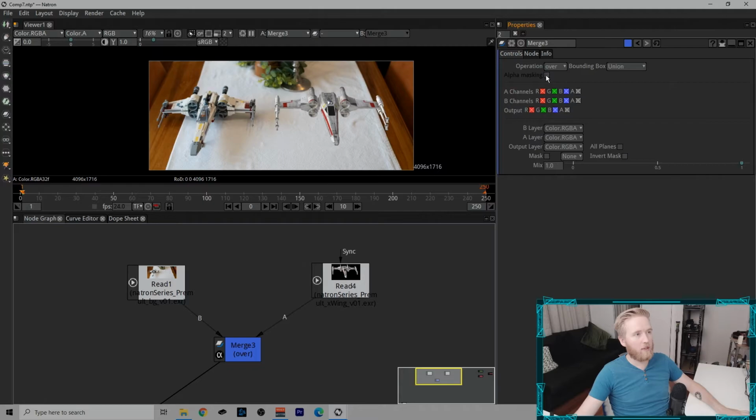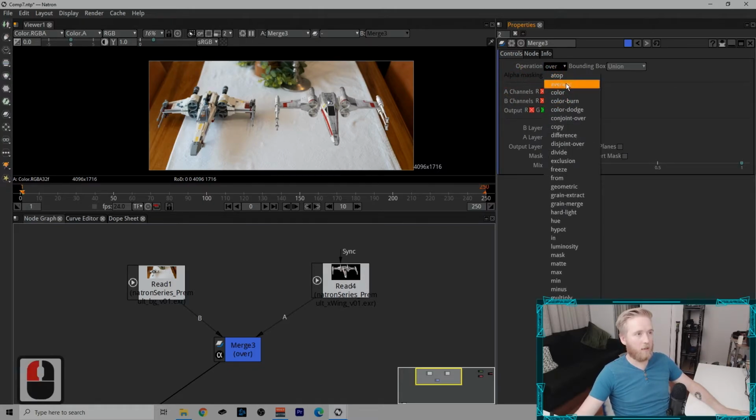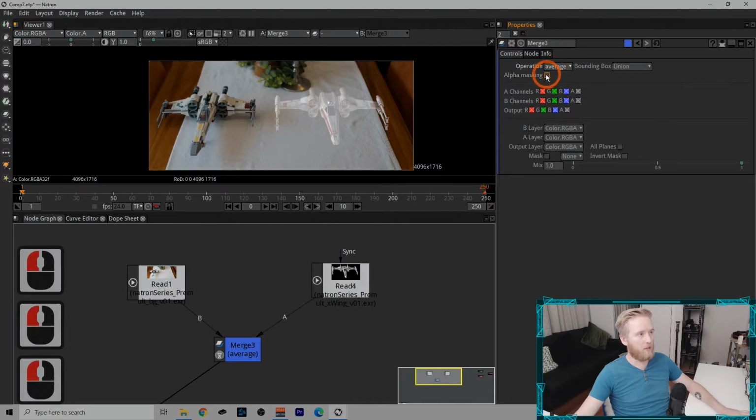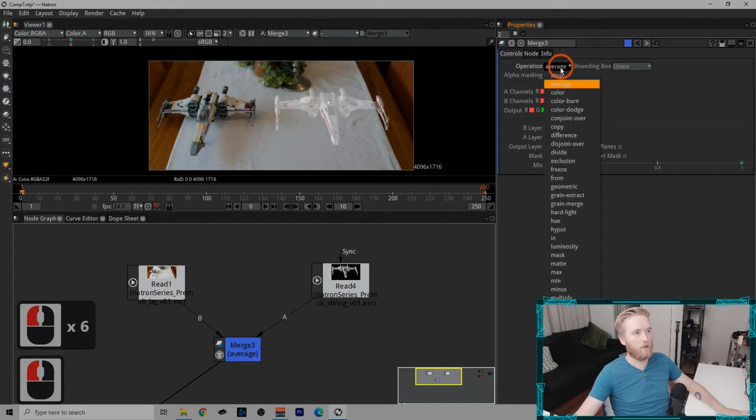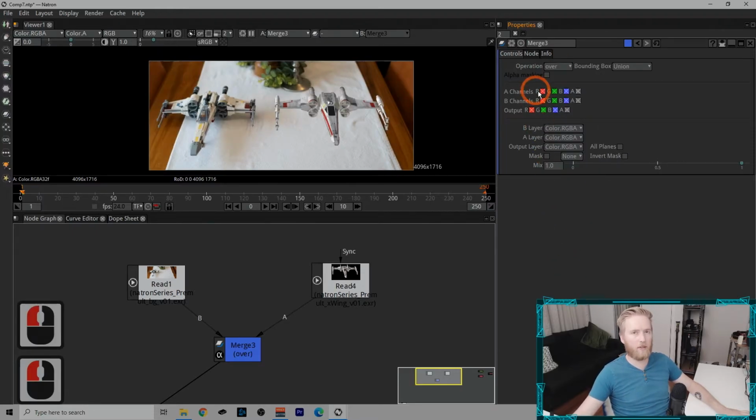This alpha masking thing, I have to confess, I don't actually know what it does, but it is only available with some merge operations, and when I use it, I don't see a difference. So yeah, I've never used it. I don't know what it does. I don't think it's in Nuke. Could be wrong, but anyway, this next section is seldom used. I've only used it a handful of times in my entire career, but it can be useful to be aware of, especially if you open someone else's script and they've used it.